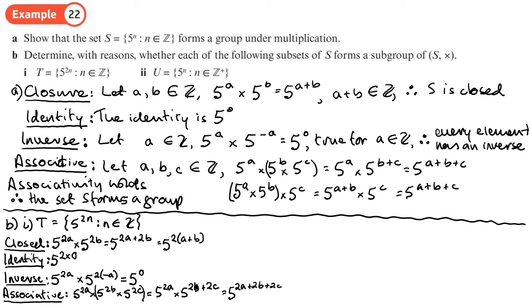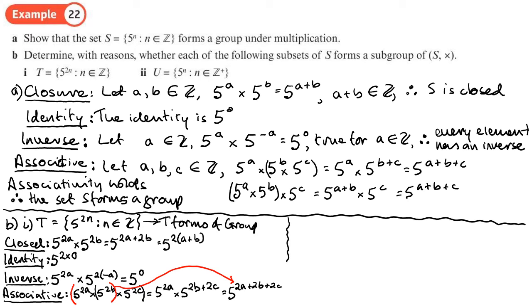Now we can see that actually if we put the brackets around here, so I'm not going to write all the working out, I'll also get the same result at the end, but I'm not going to write all of it out. You can see that it's fairly straightforward. So this set here, T, forms a group.